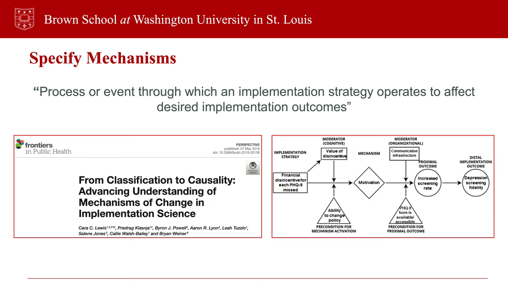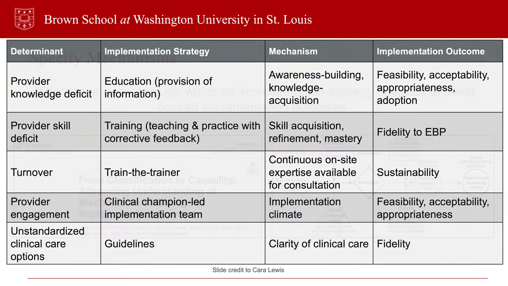To provide some other examples, if we have a determinant related to provider knowledge, we may use education and more specifically the provision of information, which might operate through the mechanism of awareness building or knowledge acquisition. If we have an implementation determinant related to provider skill, we may use training and more specifically teaching and practice with corrective feedback, which may operate through the mechanism of skill acquisition, refinement, and mastery, and so on and so forth.